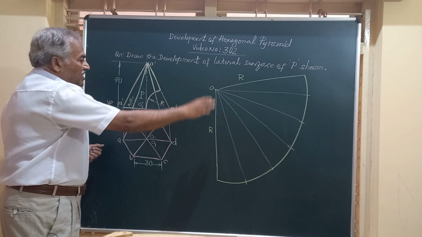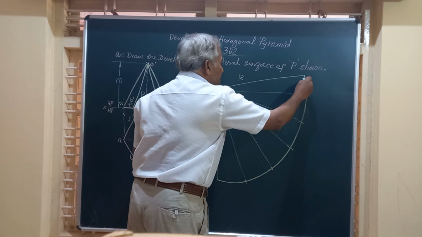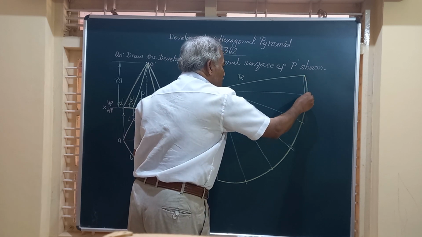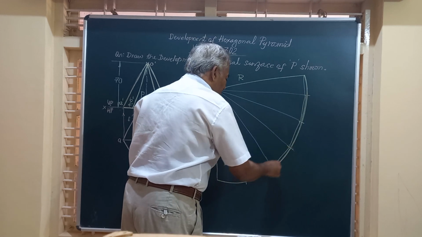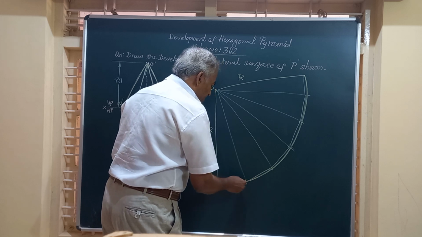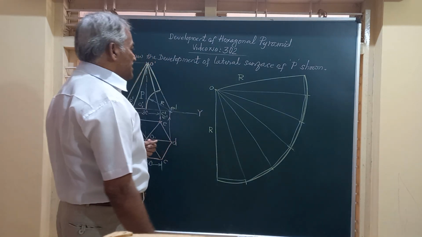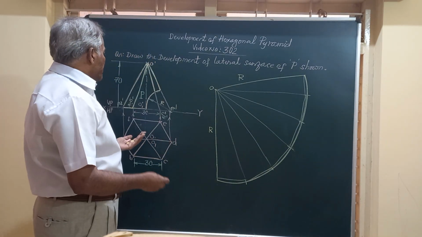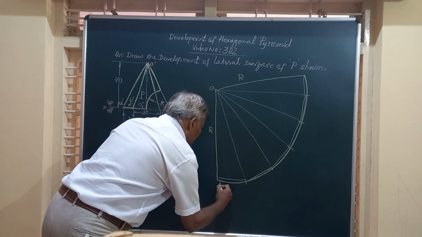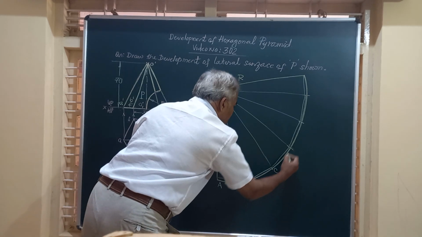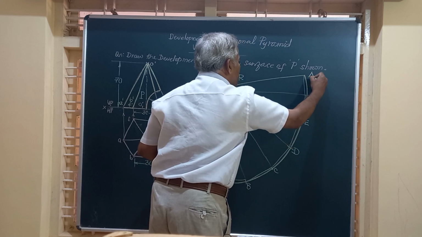Friends, before marking this, since it is a pyramid, let us join all these by straight lines, because all the base edges are straight. We show them by very thin lines. If it is a pyramid, we have to show by thin line. If it is a cone, we should not show that because it has a curved periphery. Let us mark this as A, B, C, D, E, F, and A again.